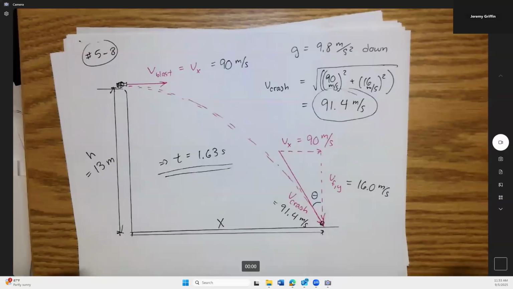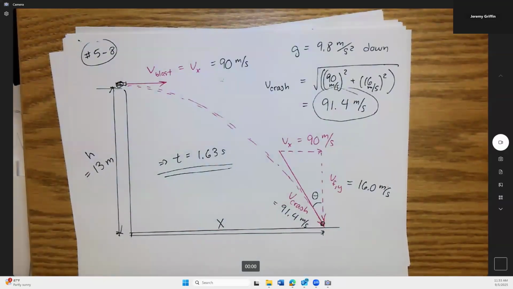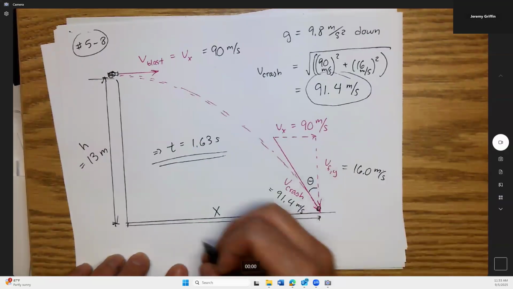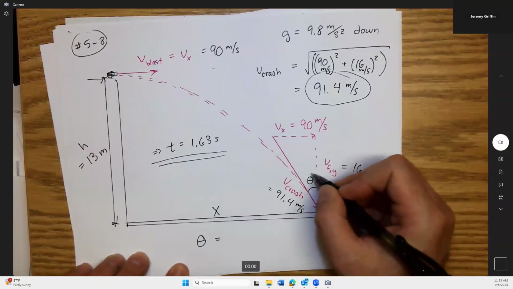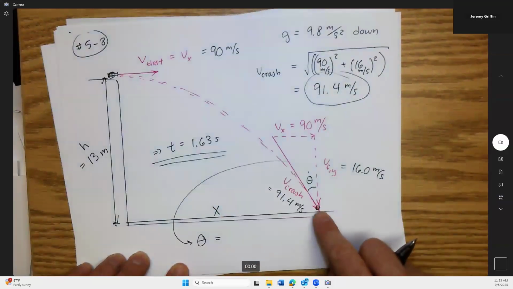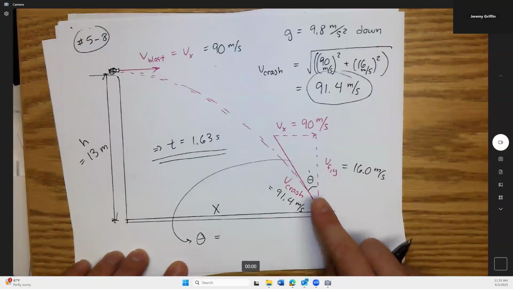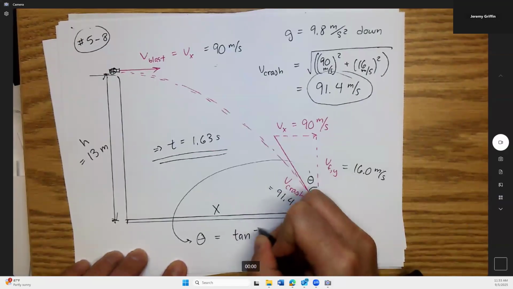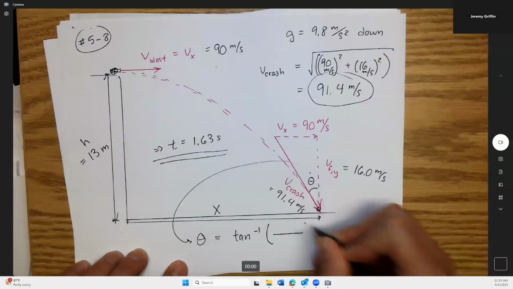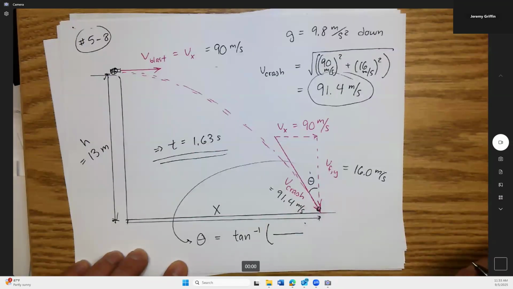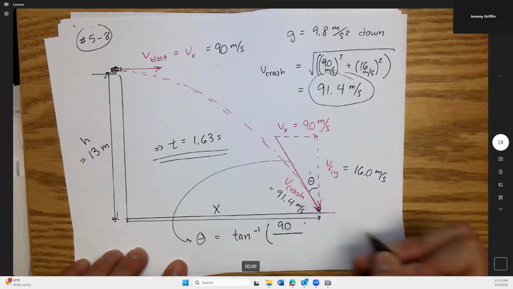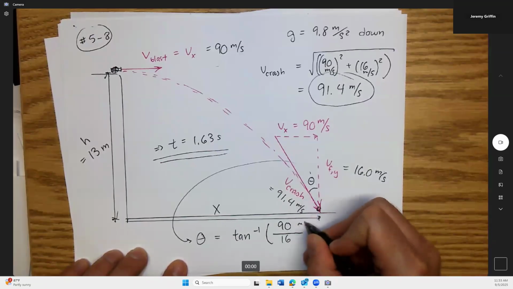Okay? Guys good so far? Yeah, and I'm glad you mentioned the angle because I do want to have you guys solve for this crash angle. So theta equals, so I'm talking about this theta right here. This angle from the vertical. What's one way to solve it? Inverse tan. Inverse tan? I like that. Inverse tan of whatever. What's opposite and what's adjacent? Yeah, 90 over 16 meters per second.